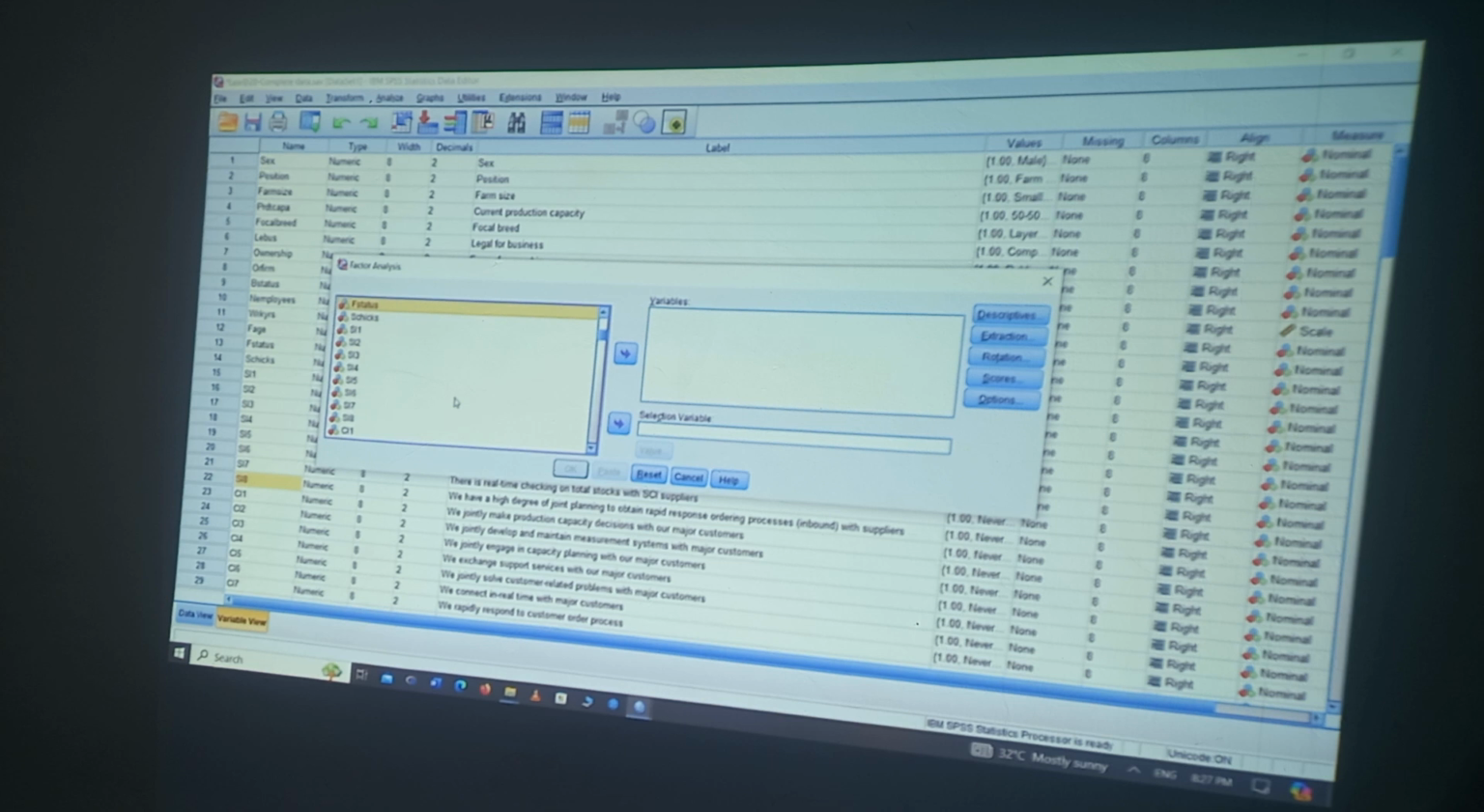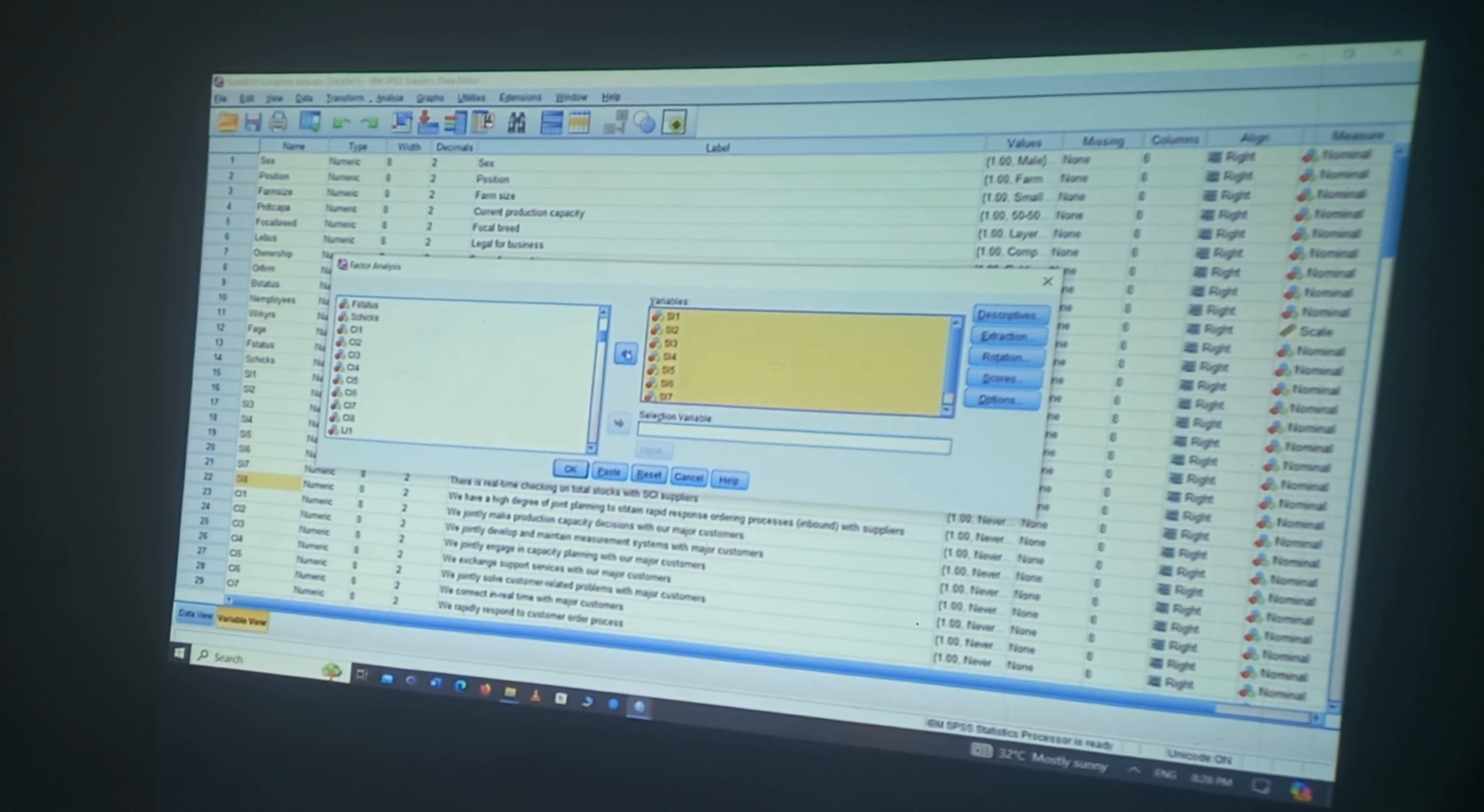Okay. Supply chain. That's why at the beginning I was asking you how many of them are there. Let's say 1 to 8. So you just select those that are making up the supply chain integration factors, and move them into the table labeled variable. You use the arrow to move them. So you select SI1 to SI8.